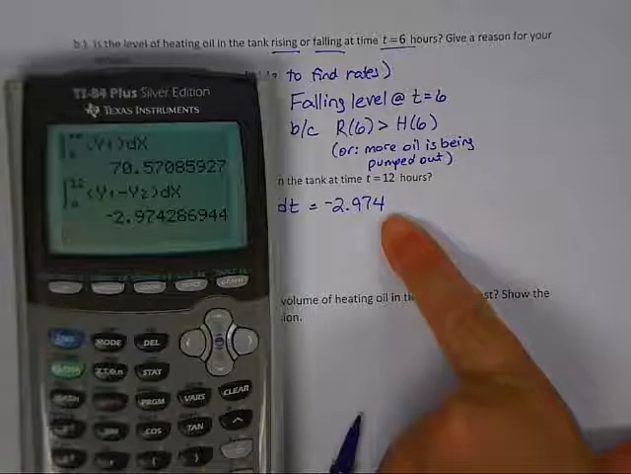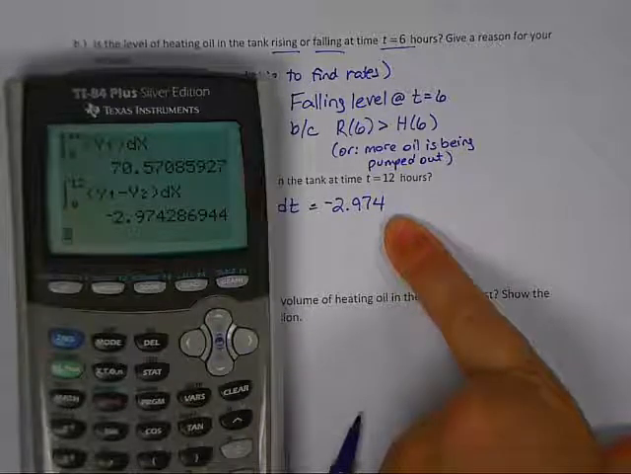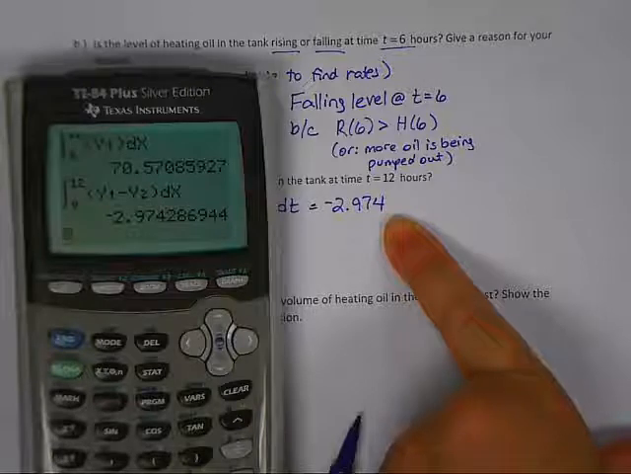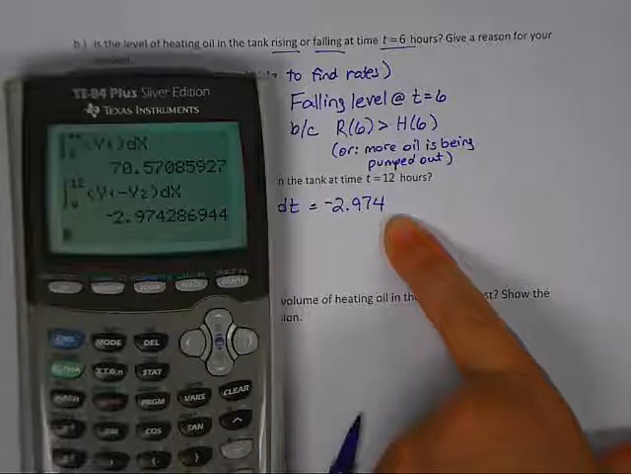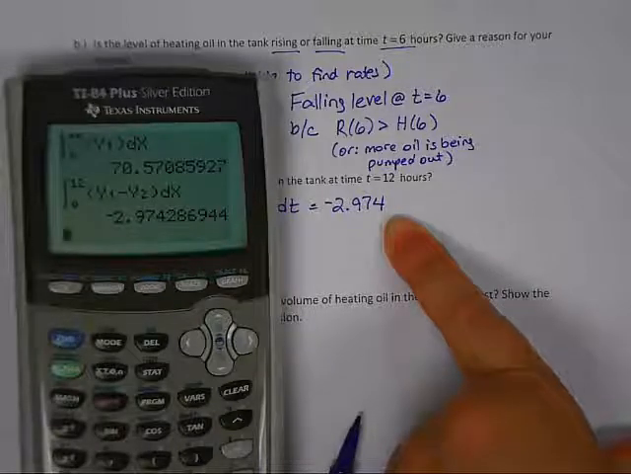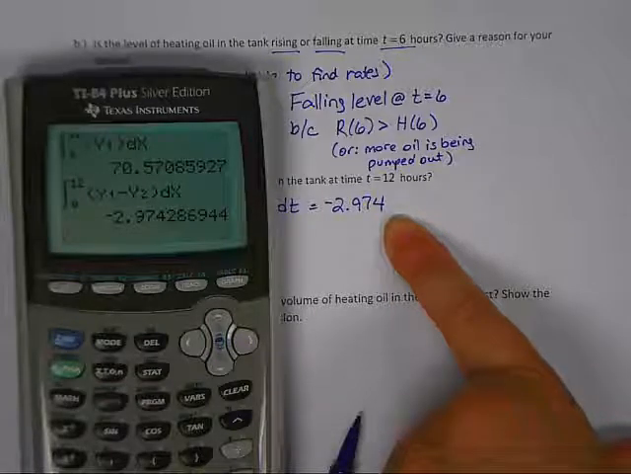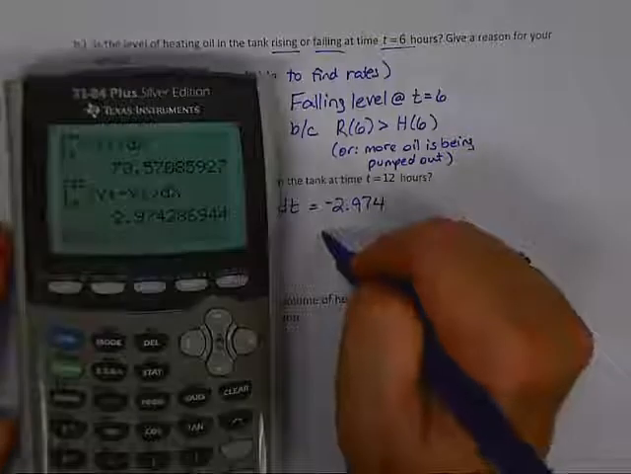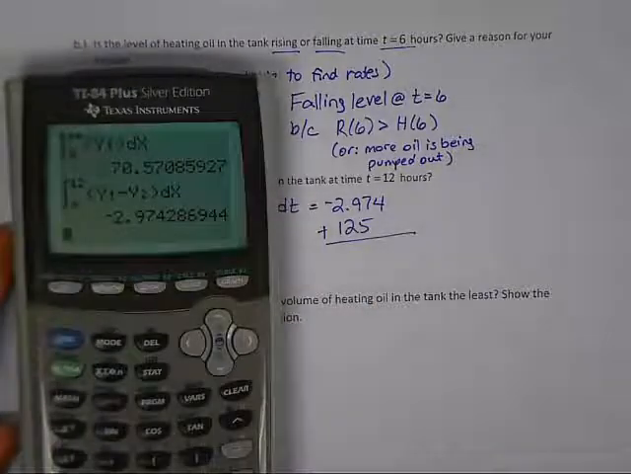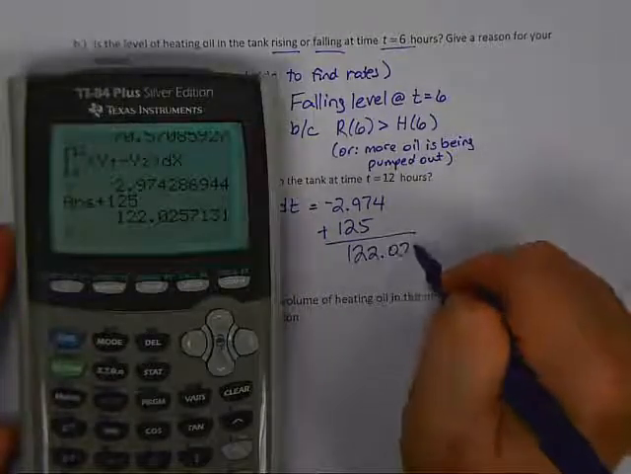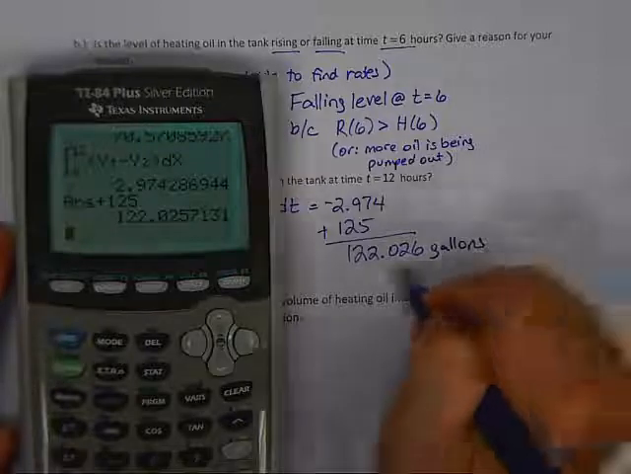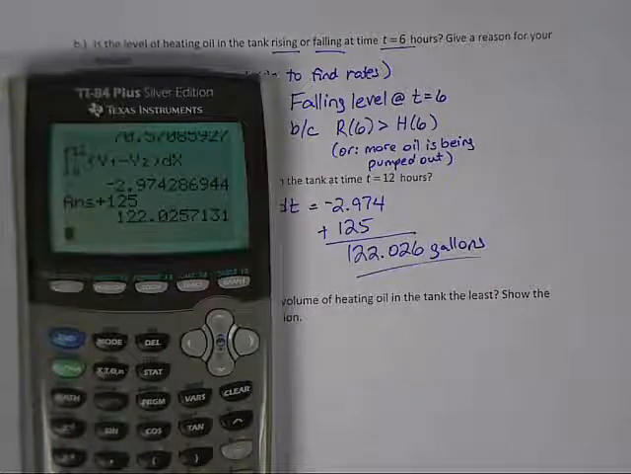Good job. This is what we call the net change. That's why the notes are titled Integral is Net Change. This is how much it has changed from where we started. So after 12 hours, they are down 3 gallons from where they started. Are you following what I'm saying? This is displacement, guys. So we now need to add the 125 that we started with. So plus 125, and we get 122.026 gallons in the tank. Questions on that?